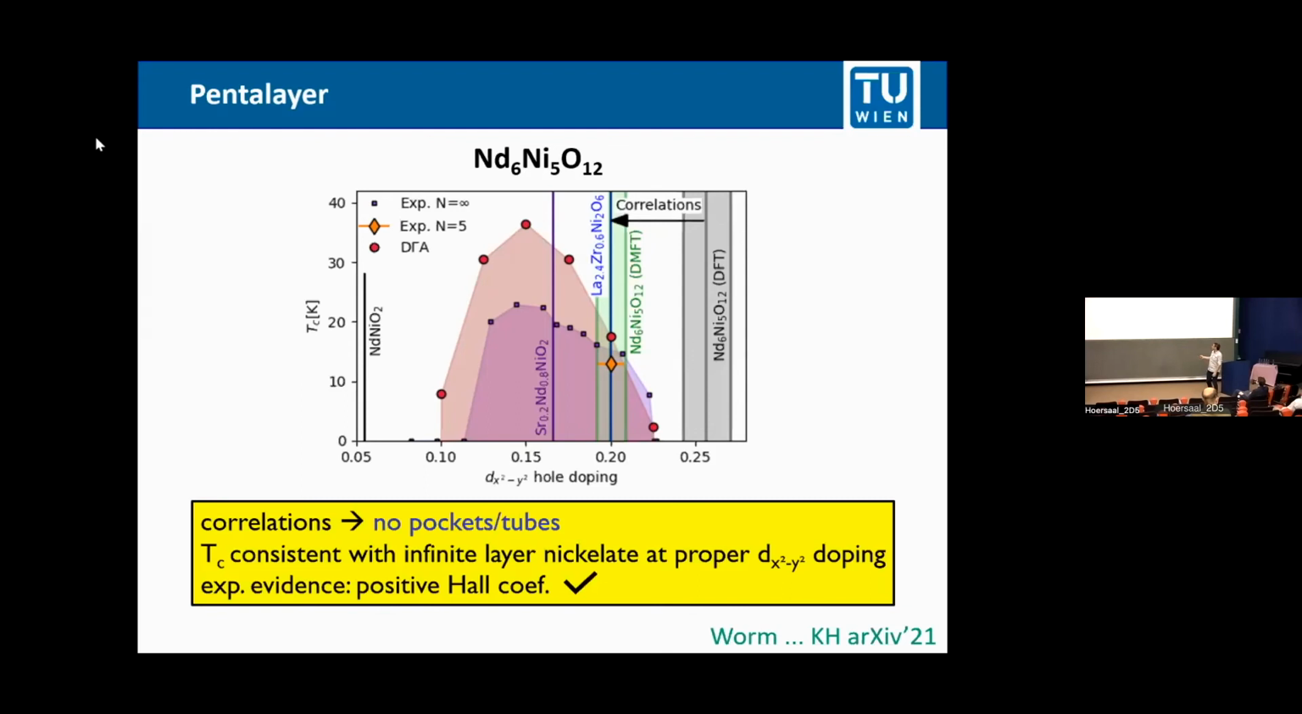Now, with the DMFT correlations, we get rid of the pockets, and therefore we shift the doping to around 20%. You have five layers, three equivalent layers, so you have a little bit different doping for the three equivalent layers. And then you are within the region where you would expect superconductivity.